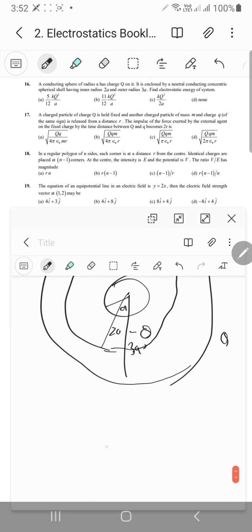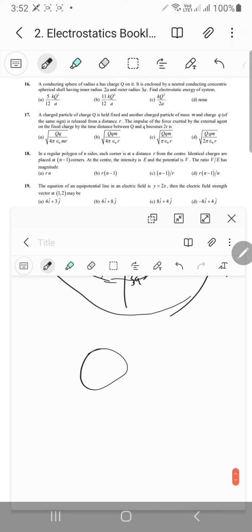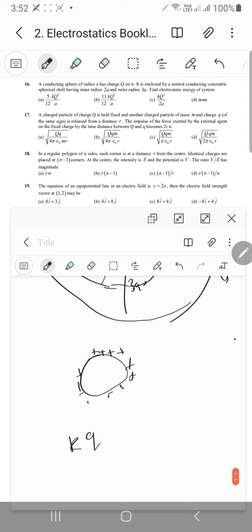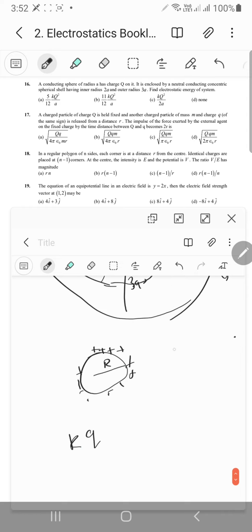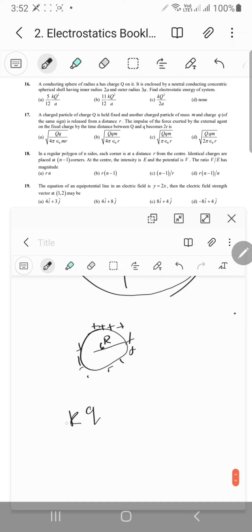So first of all, we need to find the self energy of a hollow charged sphere. To bring a point charge from infinity to here, what's the work that you need to do? It's supposed to be the charge on this, so kq, and this distance is say r, the radius. So it's kq by r. That's the work you need to do.